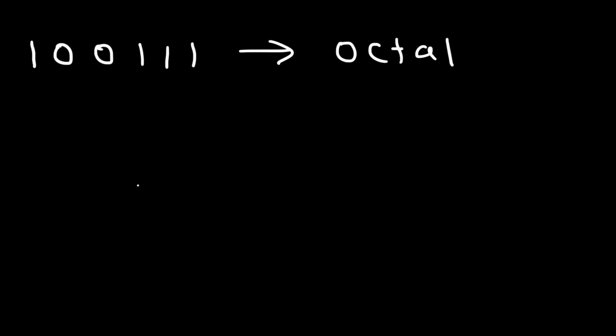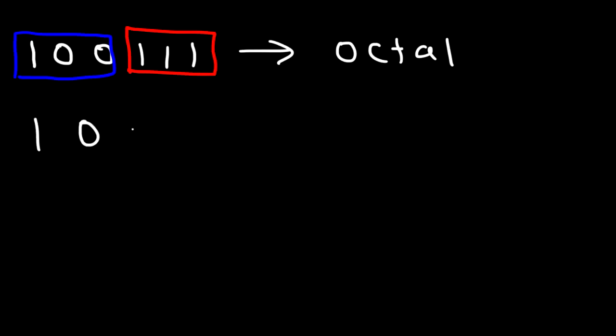Now let's try another example. So let's say if we have the binary number 100111. Go ahead and convert it into an octal number. So first, let's separate it into groups of three. So for the first group of three, we have 1, 0, 0. Everywhere there's a 1, we're going to use the number that's associated with it. So the binary number 100 has the equivalent of being 4.